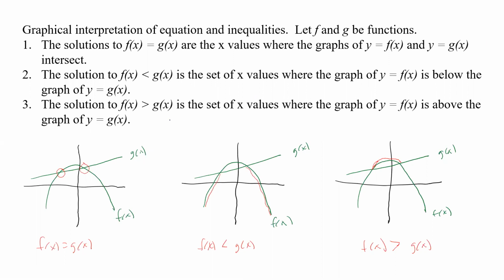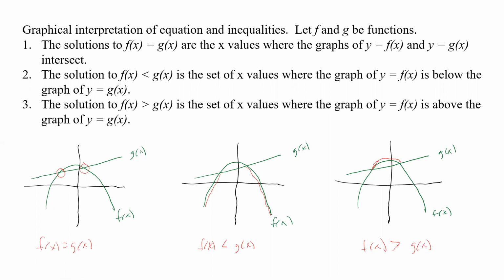Now in our case, we're letting g be a linear function and f be a quadratic function. But it doesn't matter what the functions are, they can be anything. Okay, so if we have the solutions to f of x equal to g of x, where is that going to be? Well, that's going to be all x values where the graphs of y equals f of x and y equals g of x intersect.